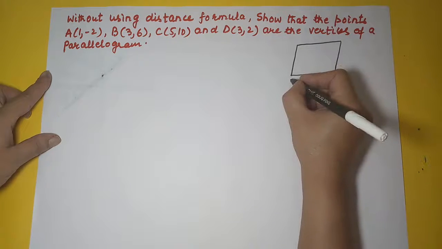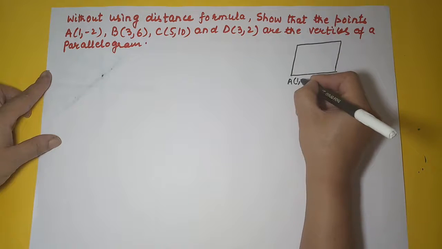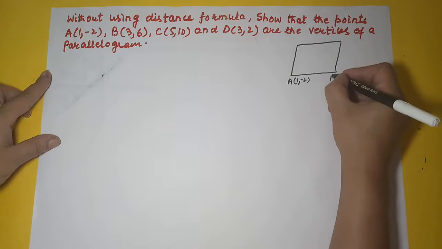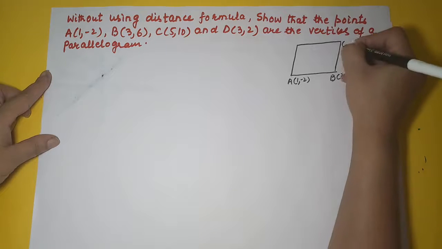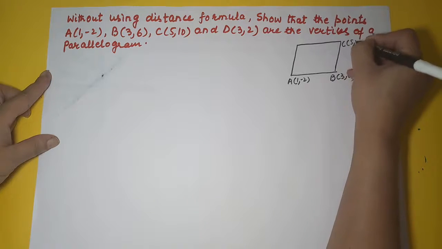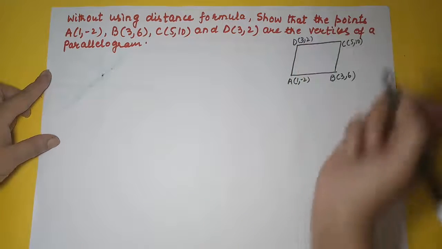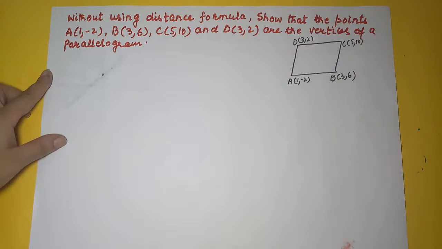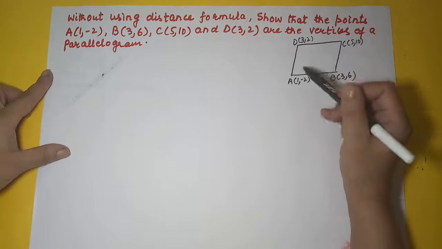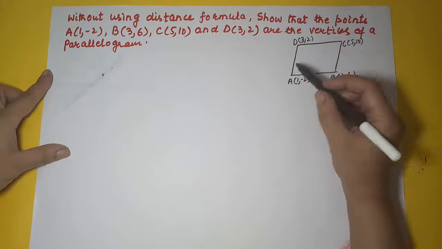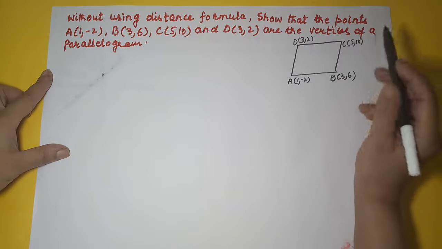Suppose this is A and the coordinates of A are 1 and minus 2. This is my B and the coordinates of B are 3 and 6. This is C, here it is 5 and 10. And this is D, coordinates are 3 and 2. If I was allowed to prove this quadrilateral as a parallelogram, I would have used the distance formula and found AD equal to BC and DC equal to AB, right?